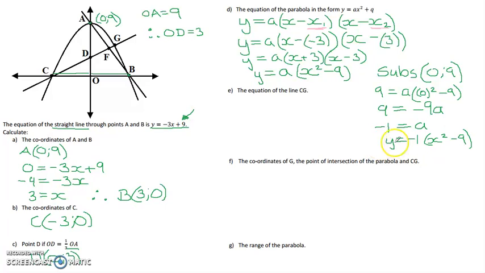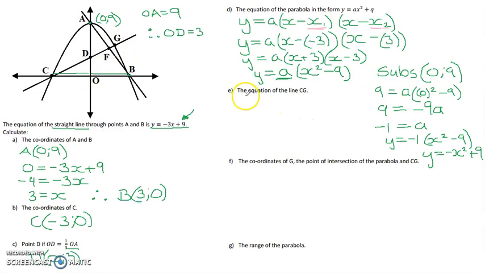The last step, you see I substituted it into there. The last step is to multiply out those brackets, and then we have y is equal to minus x squared plus 9, which makes perfect sense because our y-intercept is 9. So it's all good. It really is.